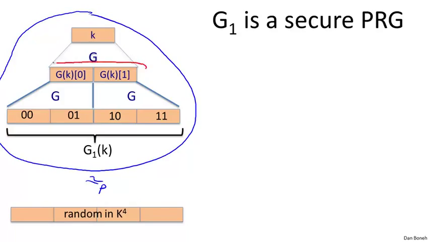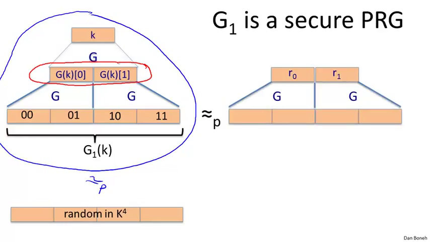Therefore, in fact, the output of the first level is indistinguishable from random. In other words, if we replace the first level by truly random strings, these two truly random picked in the key space, then no efficient adversary should be able to distinguish these two distributions. In fact, if you could distinguish these two distributions, it's easy to show that you would break the original PRG.